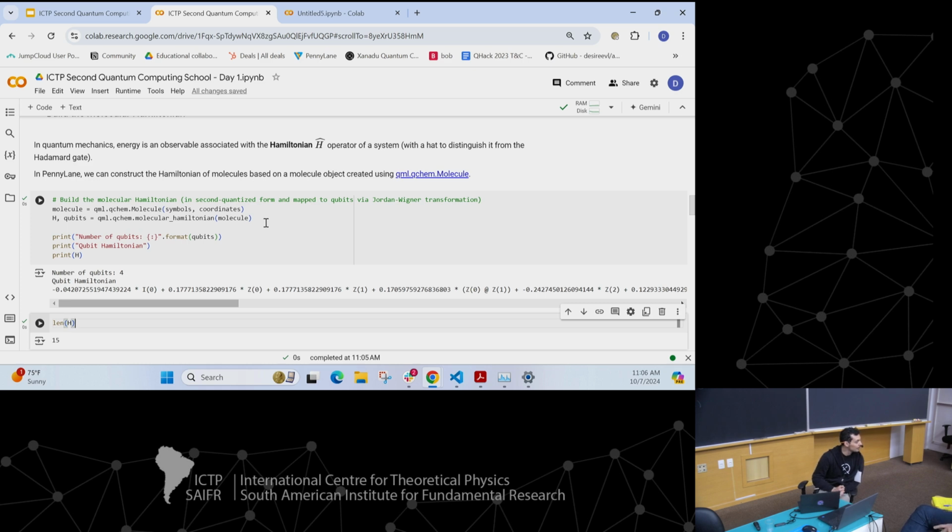What do you mean by 2 to the n? The length of the Hamiltonian is how many terms you have. Yeah, each one of those terms is acting in some way on the 4 qubits that you have. The dimension of the Hamiltonian would be, yeah, 2 to the n.